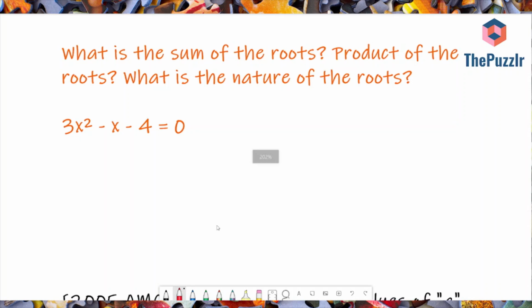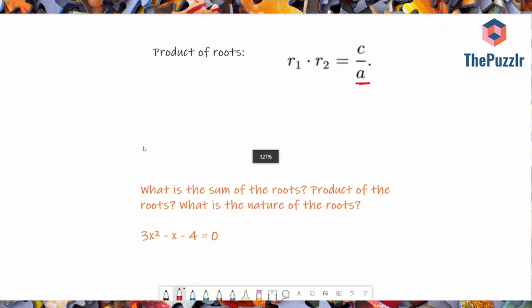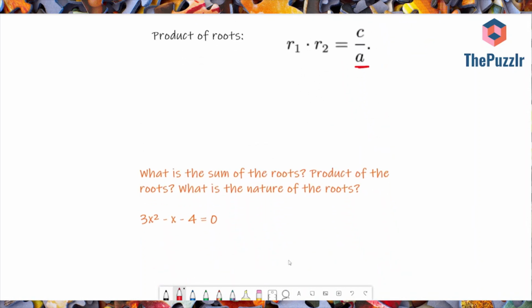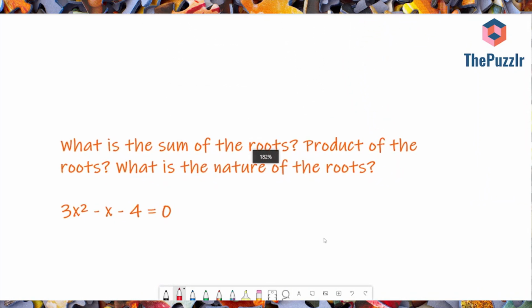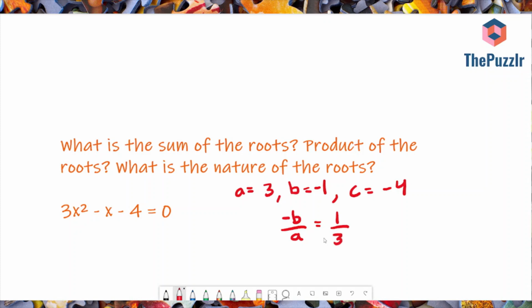If we scroll back up, it says that the sum of the roots is equal to negative b over a. Here a is equal to 3, b is equal to negative 1, and c equals negative 4. So the sum of the roots is equal to negative b over a, which is 1 over the value of a, which is 1 over 3. So the sum of the roots is 1/3.